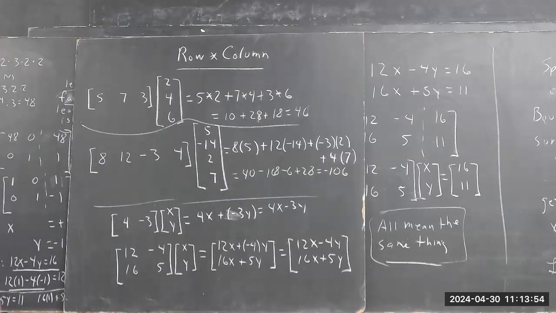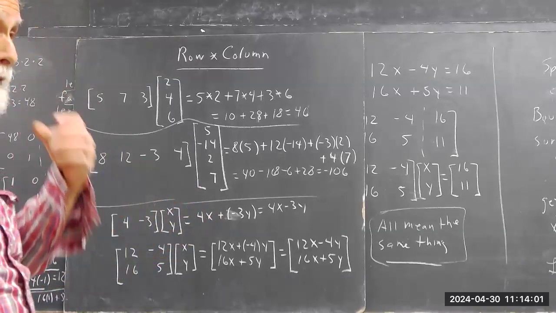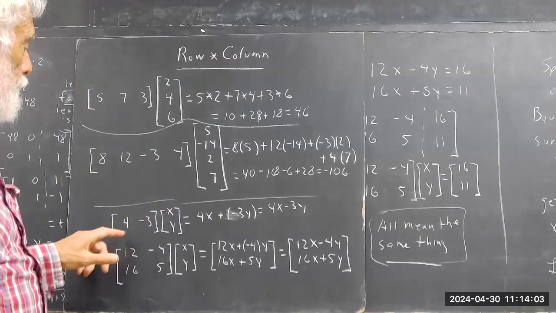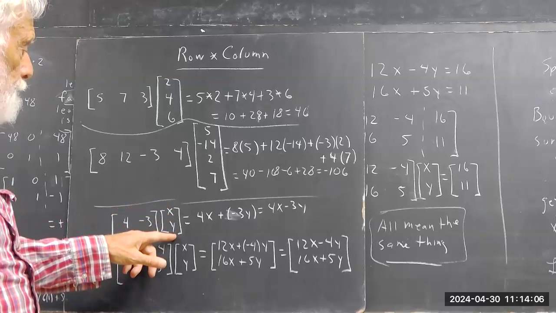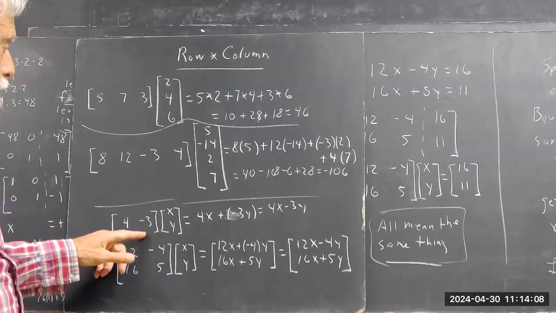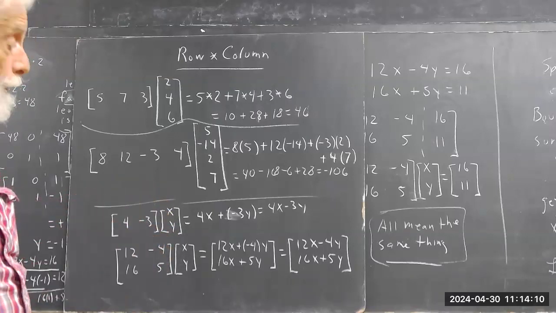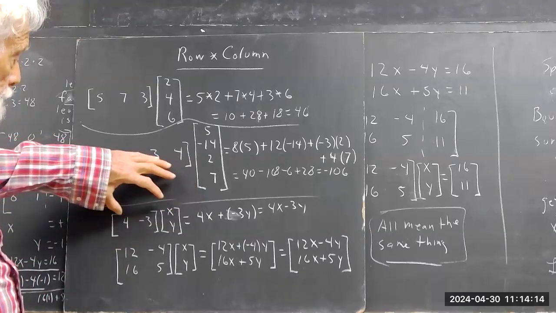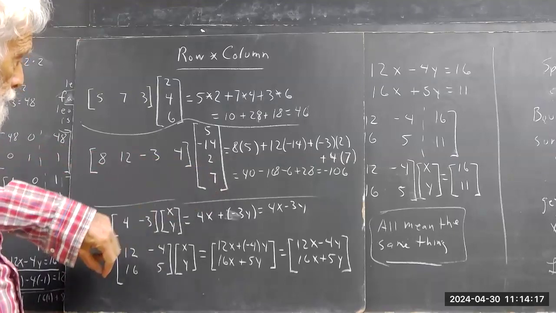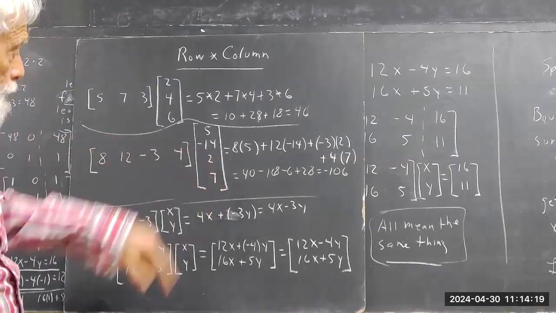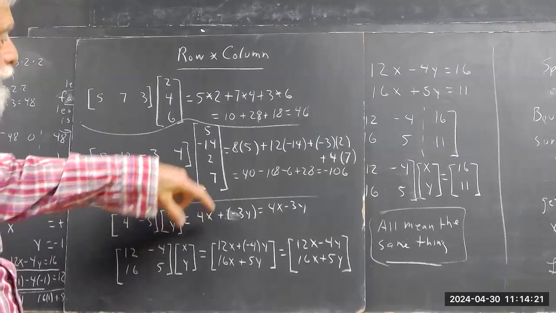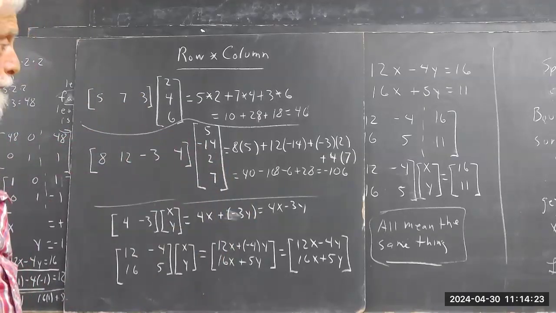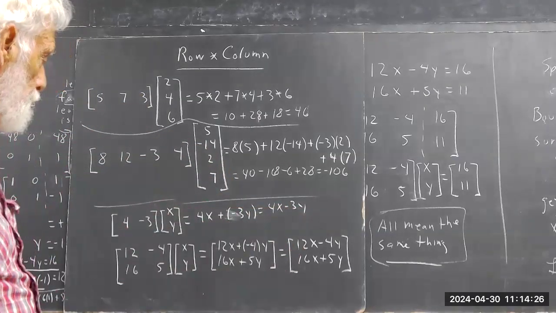Now we do another one, and people have no trouble doing this. Which is 4, -3 multiplied by x, y. Row 4, -3, column x, y. We match up the 4 with the x and the -3 with the y. So we get 4x here and -3y here. And it's actually 4x plus -3 times y, but that is the same as 4x minus 3y.